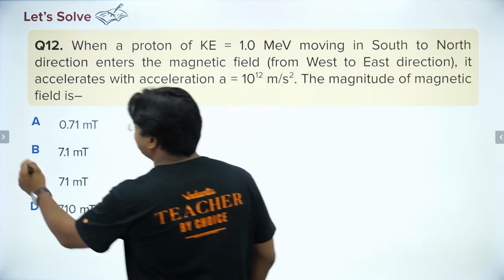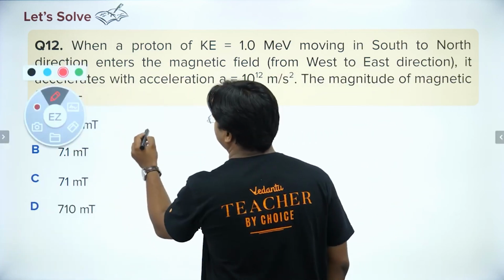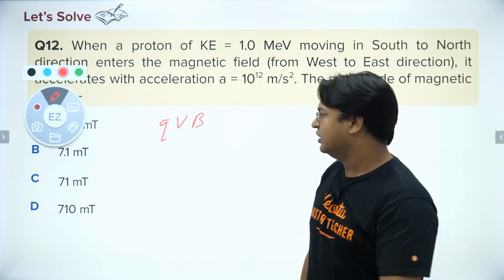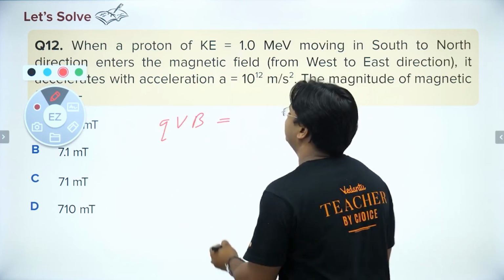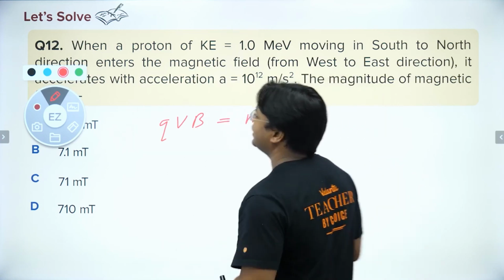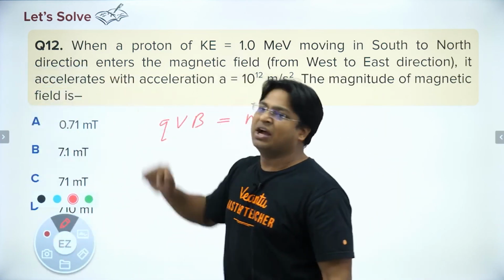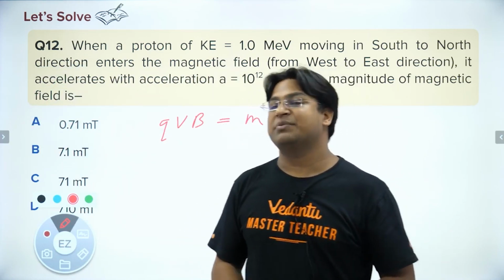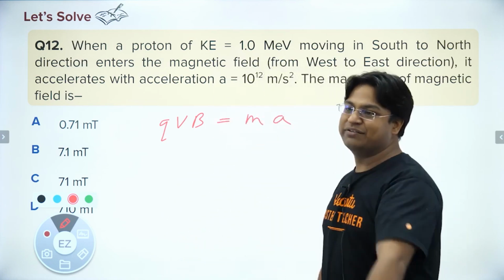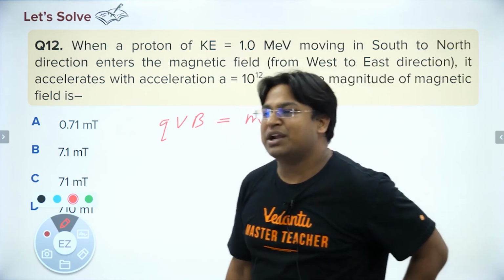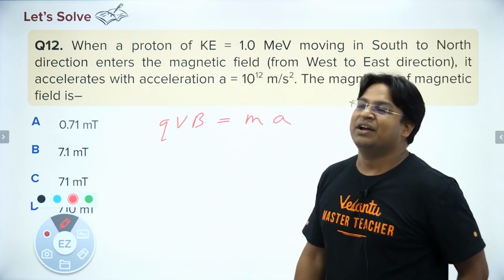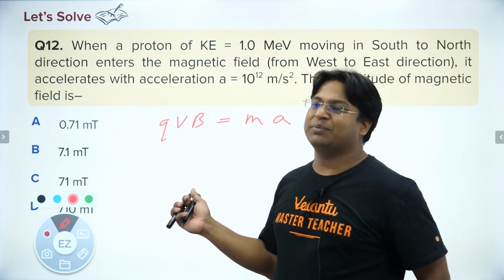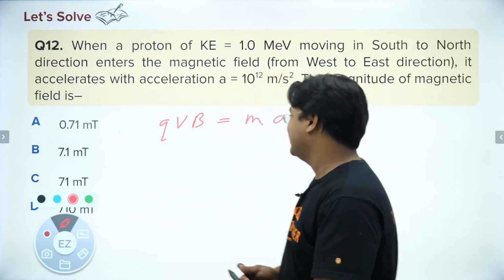So the magnetic force that the proton will feel will be qvB. The angle between velocity and magnetic field is 90 degrees. So we have to equate this with mass into acceleration. Now, one thing that comes to my mind is, are we supposed to consider the force of gravity on the proton, or are we supposed to ignore it? Can you guys give me some answer in the chat? What do you think, guys? Should we consider the gravitational force of Earth on the proton, or should we ignore it? And the answer lies here.